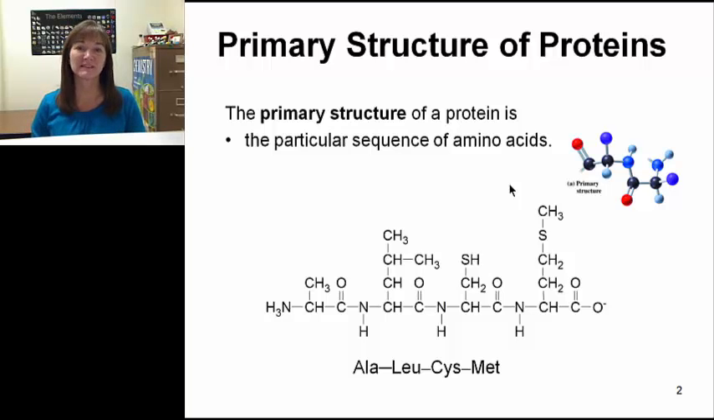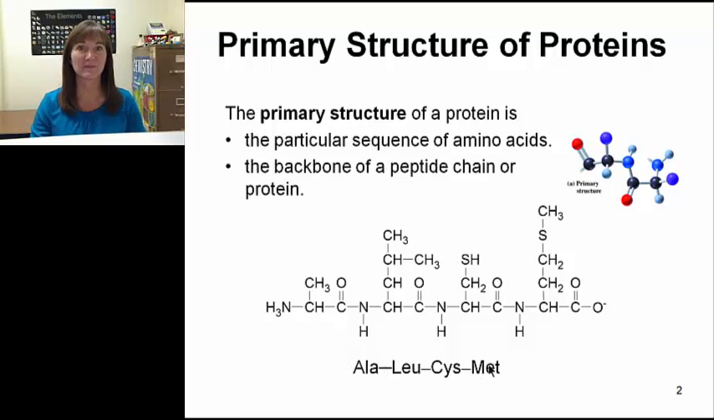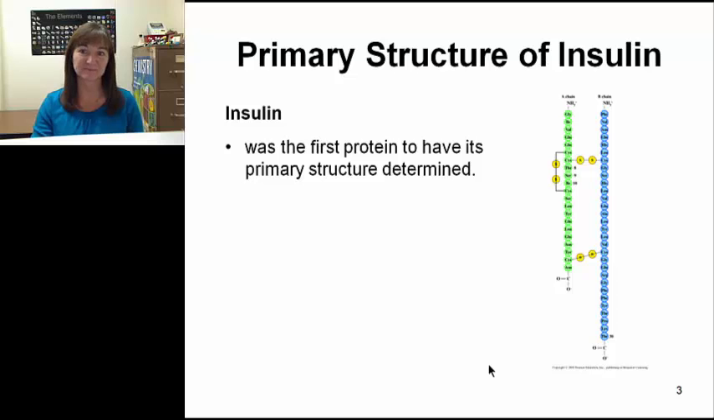So the primary structure of a protein is the particular sequence of amino acids. Okay, in this particular example, the primary structure would be alanine bonded to leucine, bonded to cysteine, and then finishing off with methionine. So this would be considered the primary structure, the order of your amino acids. It's also called the backbone of the peptide chain, or the backbone of the protein.